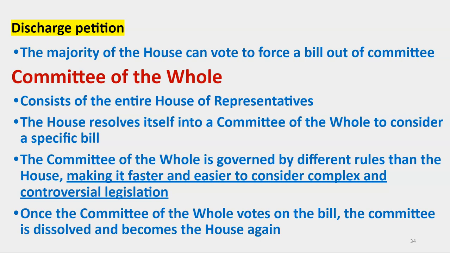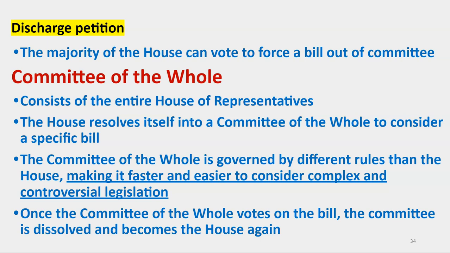Committee chairs, as you can imagine, don't like that, because it basically usurps their authority and goes over their head to take the bill out of their possession and into the House, the committee of the whole, for instance, that could then decide on this.